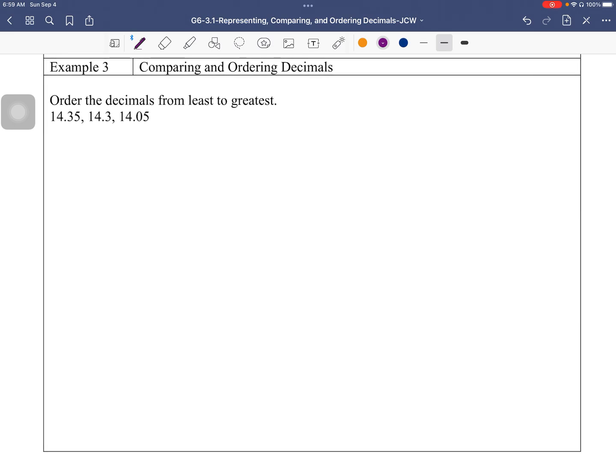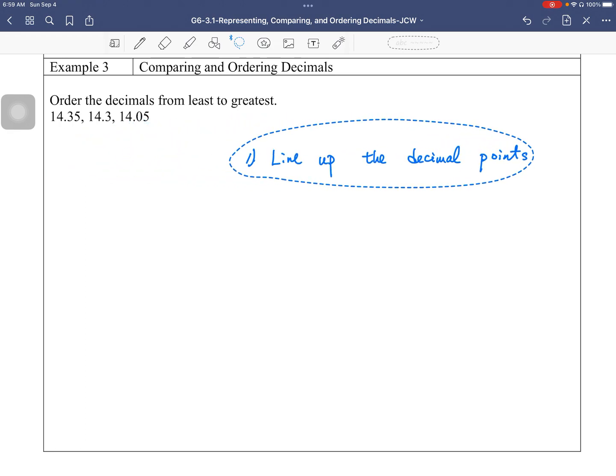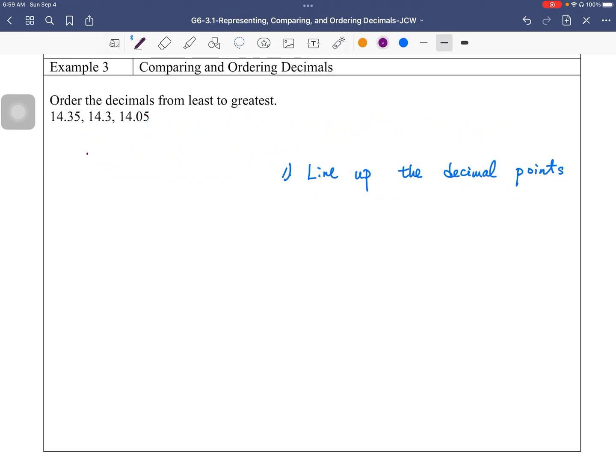Okay, so now I want to order the decimals from smallest to greatest, and in this case, I will also graph a number line for you. So first step, place all the values, lining up the decimal points. As I line up, I probably should move this to the right. So first of all, I want to line up the decimal points.